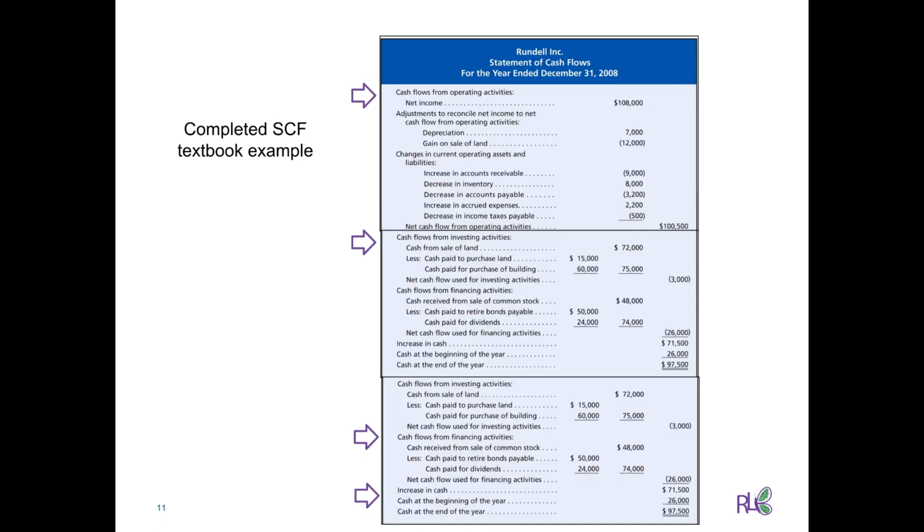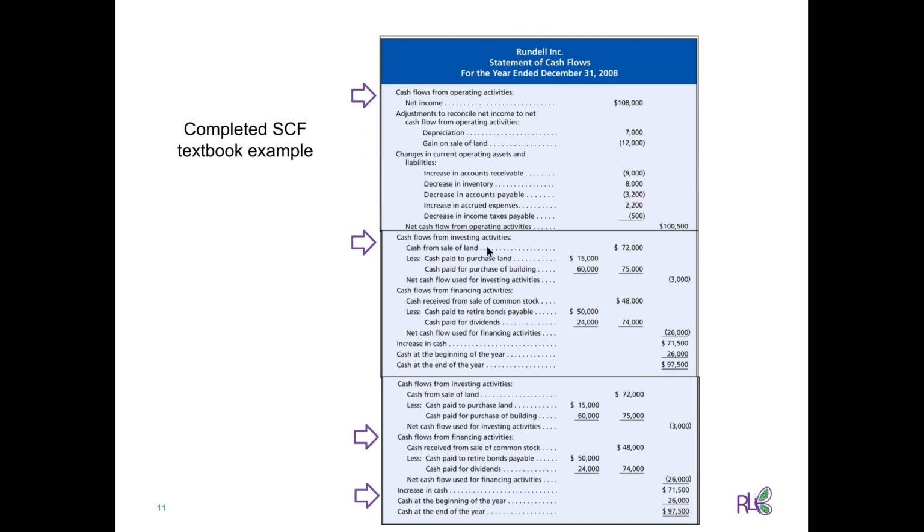To show you what I'm talking about, the example in your textbook started out with net income of 108. They added depreciation back in. They had a gain, so they reduced it. They had an increase in accounts receivable, which we just went over. That was subtracted. The decrease in inventory was added. The decrease in accounts payable was subtracted. The increase in accrued expenses was added. The decrease in income tax payable was subtracted. So the subtotal for operating cash was $100,500.